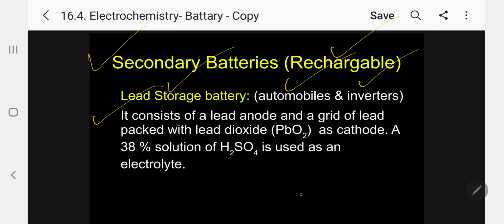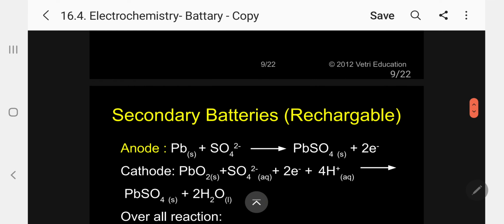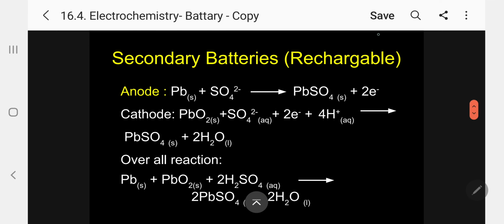It consists of a lead anode and a grid of lead packed with lead dioxide as the cathode. A 38% solution of sulfuric acid is used as the electrolyte. Please follow. This is the most important regarding the constituents of the lead storage battery. The most important is the reaction. What is the actual reaction taking place in the secondary battery, that is, the lead storage battery?